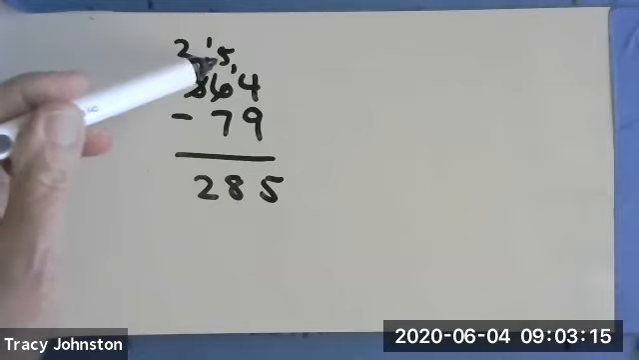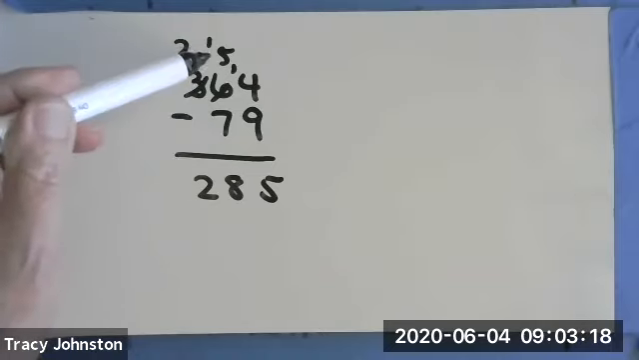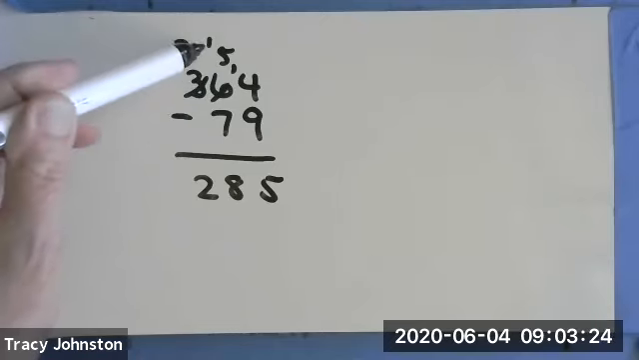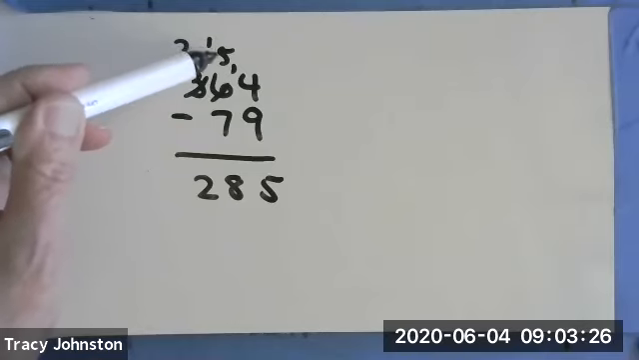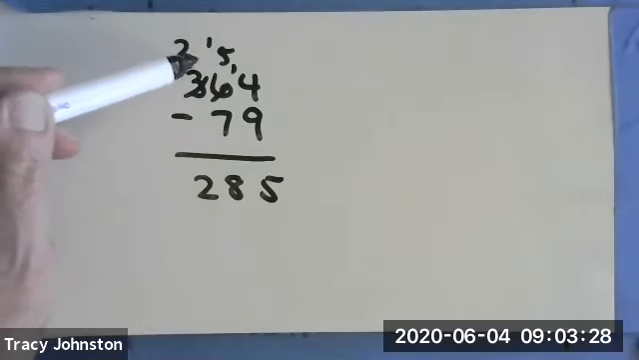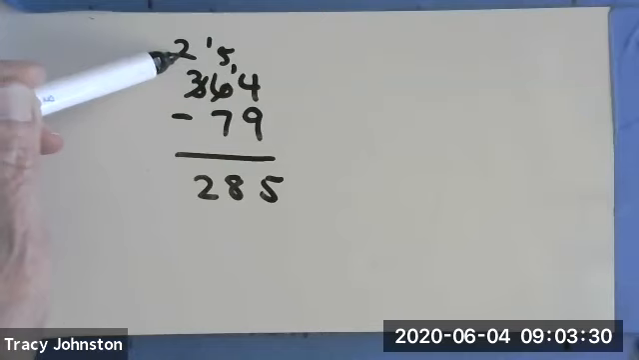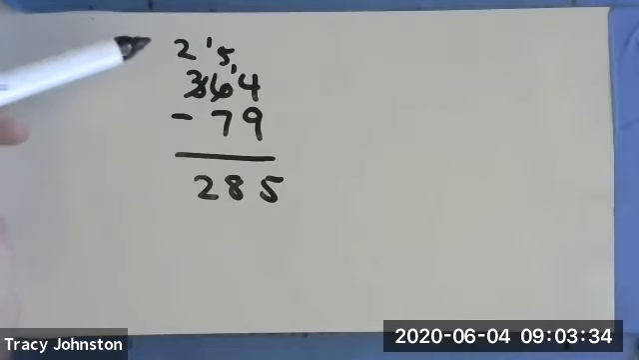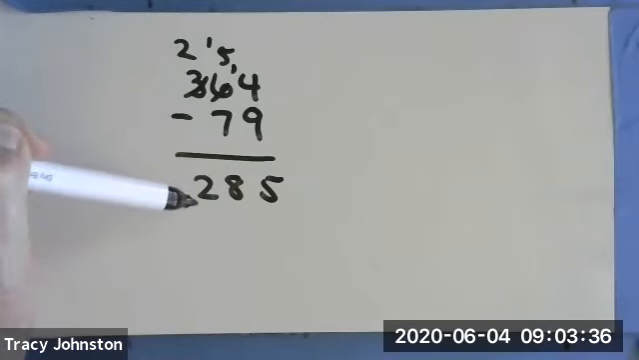Then they said, okay, 5 minus 7, 5 is too small, so they borrowed from the hundreds. 100 is in the form of 10 tens, so they added it to the 5 to make 15, and turned that 300 into 200. So 15 minus 7 is 8, and 2 minus 0 is 2.